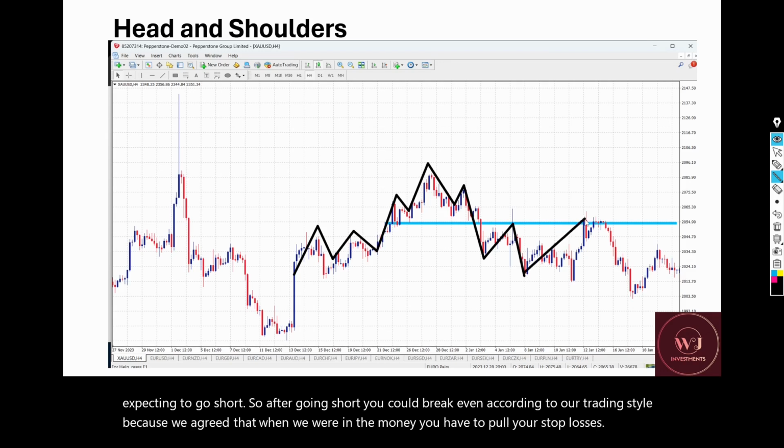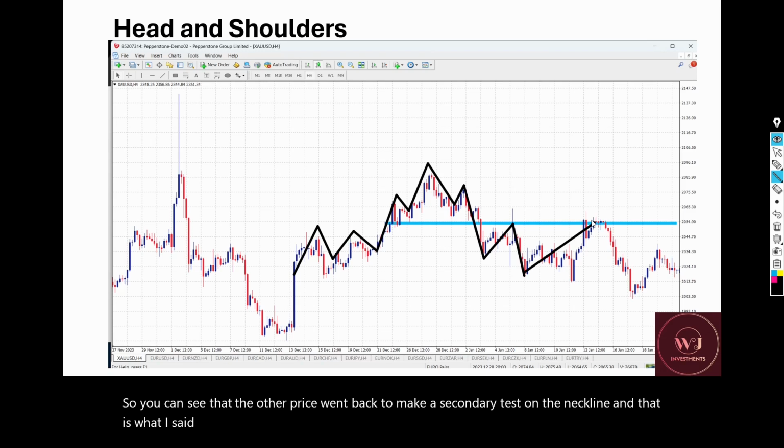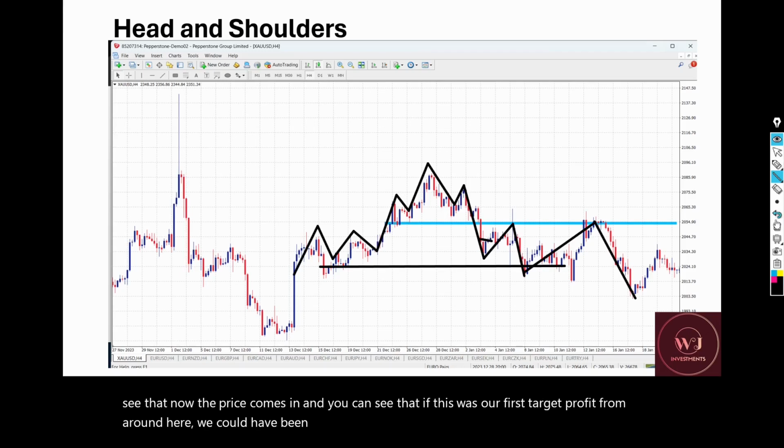So you can see that here the price went back, made a second retest on the neckline, and that is what I said. Second retests on the necklines are always very strong signals to sell. So you can see that now the price comes in. And you can see that if this was our first take profit from around here, we could have been able to get some profits.